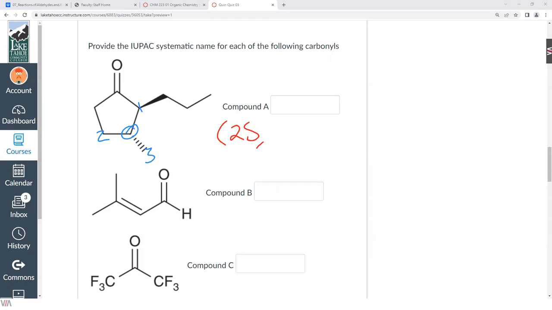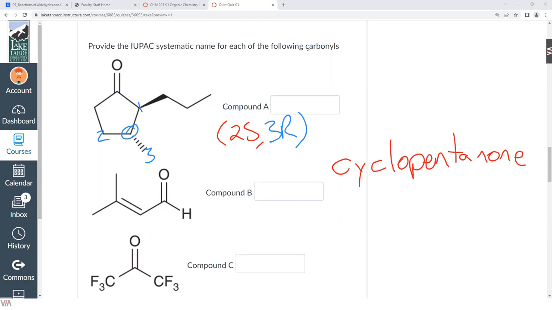So that's counterclockwise, but we're looking at it backwards. So if we stepped through and looked this way, it would be clockwise, or we could take this and flip it over, and then we would have the hydrogen into the board, but 2 and 3 would be reversed. And so we'd wind up with 3R, just since it's been a while since we practiced doing that. But the main part of this is the cyclopentanone. And it's going to be 2-propyl-3-methyl.